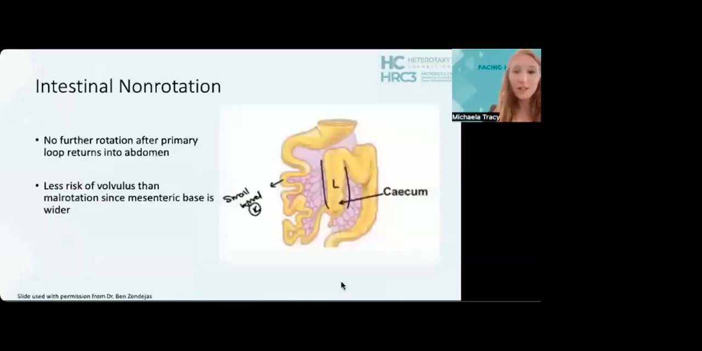Just to round out our intestinal rotation anomalies, there's something called intestinal non-rotation, where after the midgut comes out of the abdomen and grows, when it goes back into the abdomen, it doesn't rotate at all. So it's non-rotated, and you can see the small bowel just goes straight down instead of that swoop over here. And the large bowel is again more in the mid-abdomen rather than the right lower quadrant. This, though, has a much lower risk of volvulus, once again, because instead of having that narrow mesenteric base, the mesentery here is more fanned out, like a normal looking mesentery.